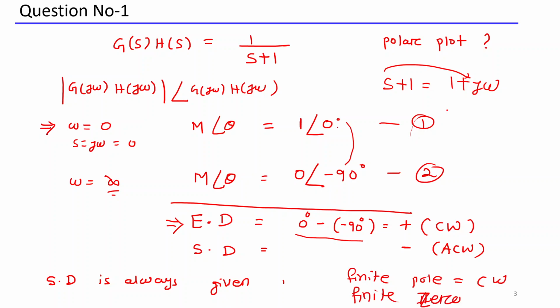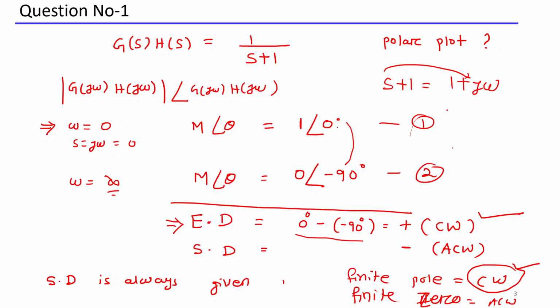Here 1 by s plus 1 is a pole, so you choose the starting direction as clockwise. If there are a number of poles, then you need to check which pole is nearer to the origin. I'll clarify that with one question. But for now, just understand that the ending direction is clockwise, and the starting direction, since a finite pole is there, is clockwise, right?